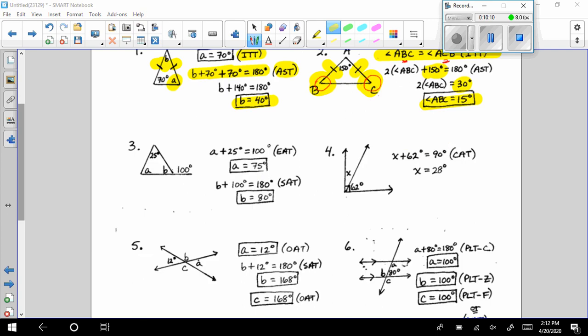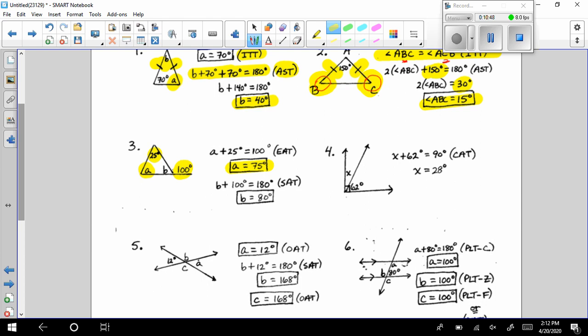In question 3, I'm given the value of the exterior angle outside of a triangle. I also know one of the opposite interior angles, and because I have the value of those two, I can solve for angle A. Angle A plus 25 degrees is equal to the same value as the exterior angle, 100 degrees. Subtract 25 from the left side, do the same thing from the right, and we can get the value of A, which is 75 degrees.